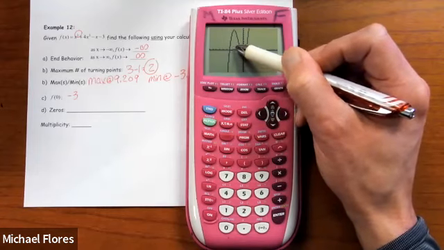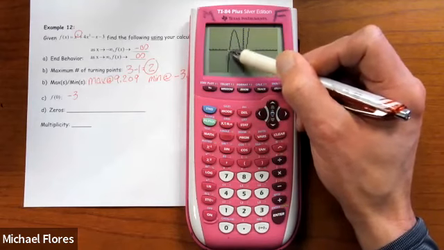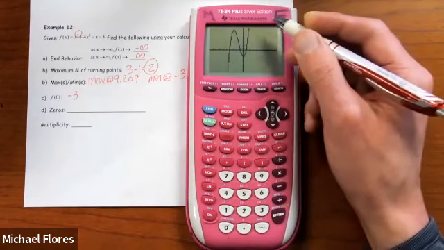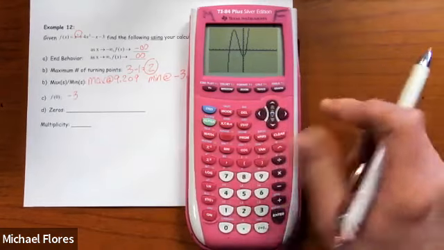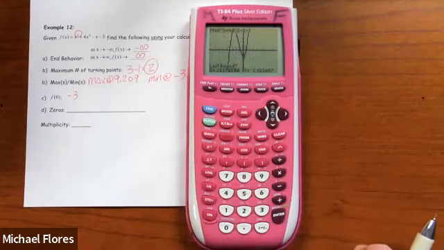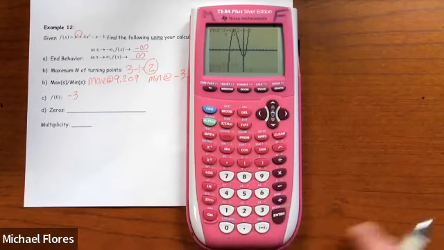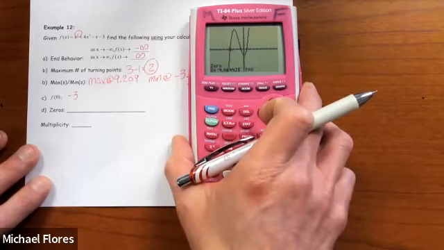I want you to think about a number line. Which numbers come before and after -4 on the number line? That would be -5 and -3. So those are the values we want to use to solve this. Second trace, option 0, and then -5, enter, -3, enter, enter. Looks like we have a 0 at -4.064.